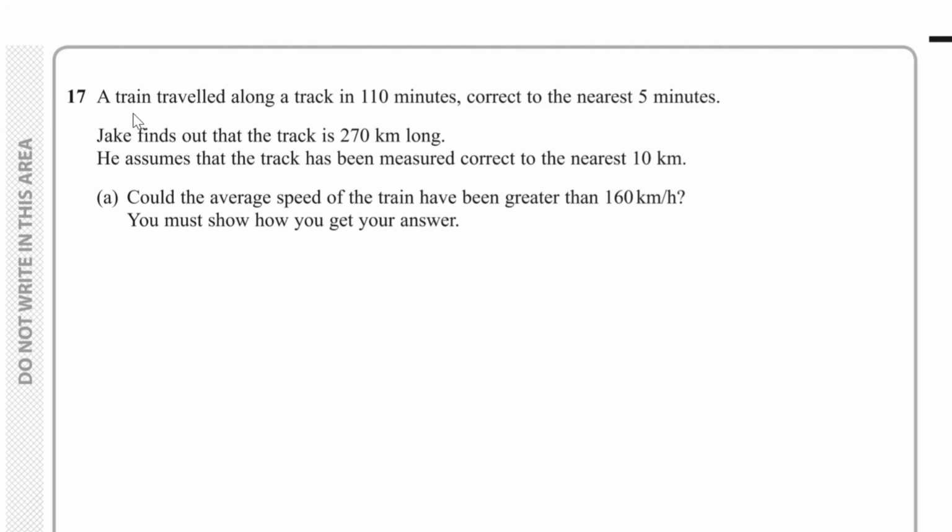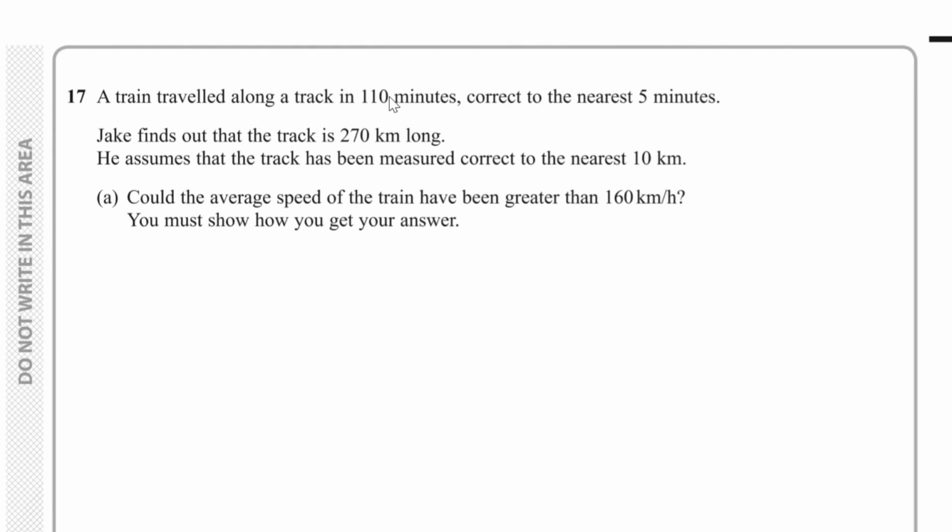Question 17. A train travelled along a track in 110 minutes, correct to the nearest 5 minutes. And Jake finds out the track is 270 kilometers long. He assumes that the track has been measured, correct to the nearest 10 kilometers. Could the average speed of the train have been greater than 160 kilometers per hour? You must show how you get your answer.